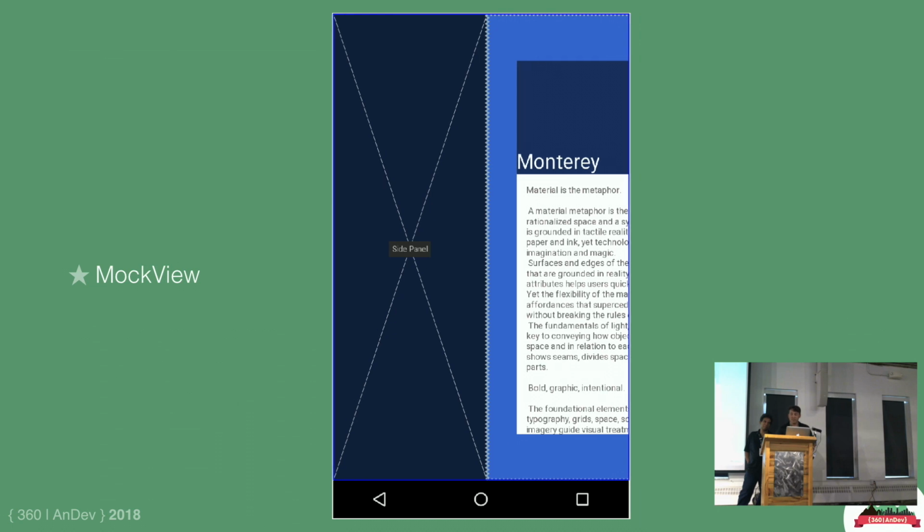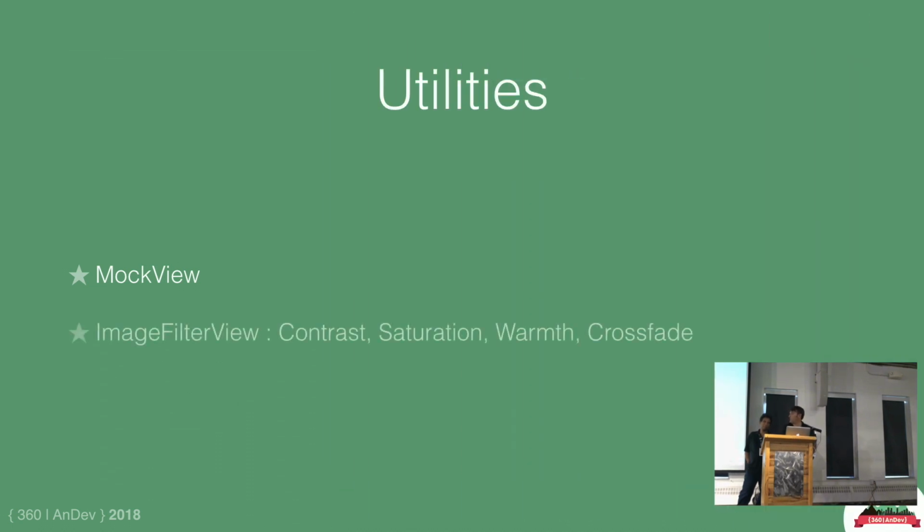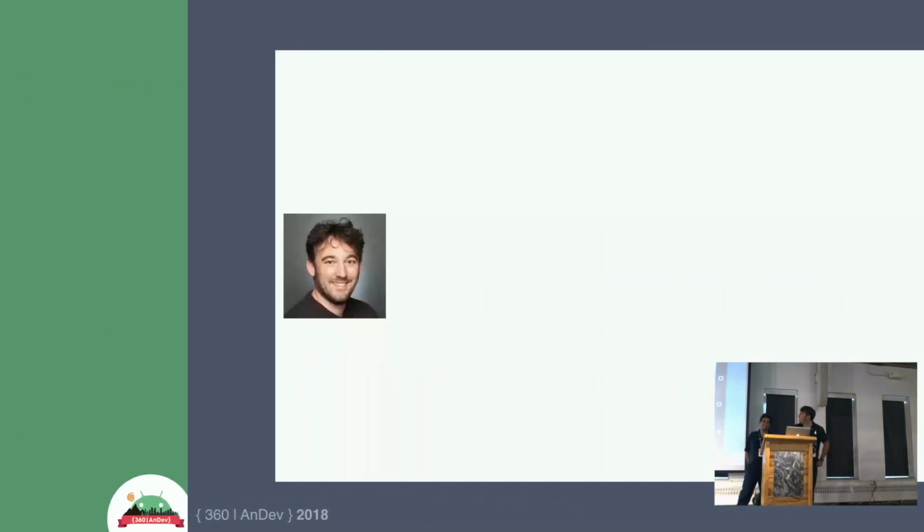It's kind of useful. But the one I really love is image filter view. Image filter view is a simple subclass of image view that does support some common operations on images. So you can set up the saturation, the contrast, etc. And here is a quick example.